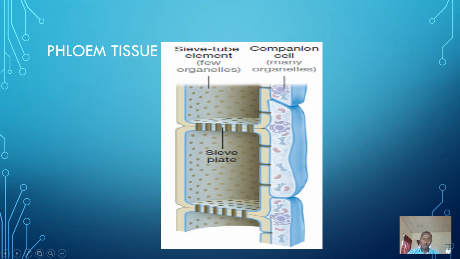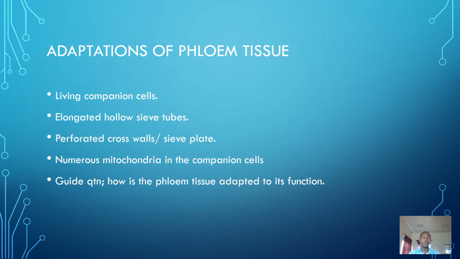Then within the sieve tube, there is a perforated structure called the sieve plate to allow the flow of material from one cell to the next cell. Then it has a thick wall, it's hollow, and they are long, cylindrical tubes to allow transportation of manufactured food.